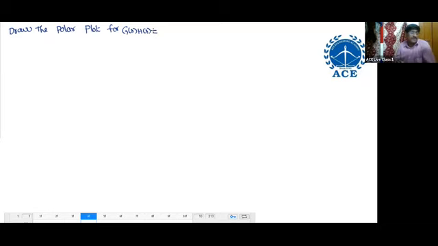Draw the polar plot for G(s)H(s) equal to (s plus 1) by (s plus 10). Actually, this transfer function is of a lead compensator. Compensators will come later, no need to worry. It is related to the lead compensator. At the end we'll discuss that the lead compensator is a high pass filter. Come on, do it.